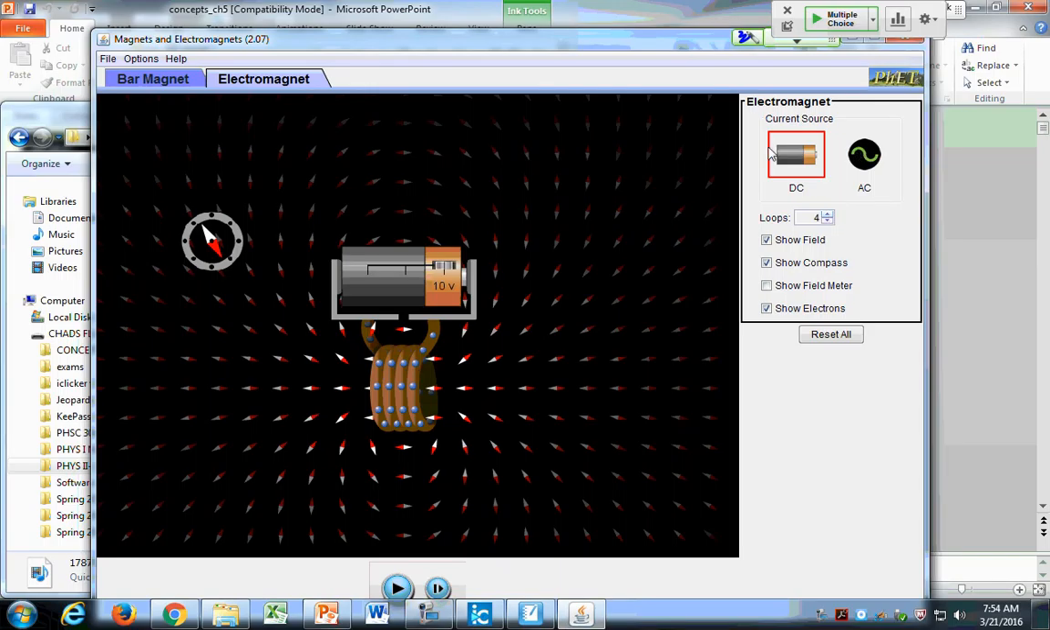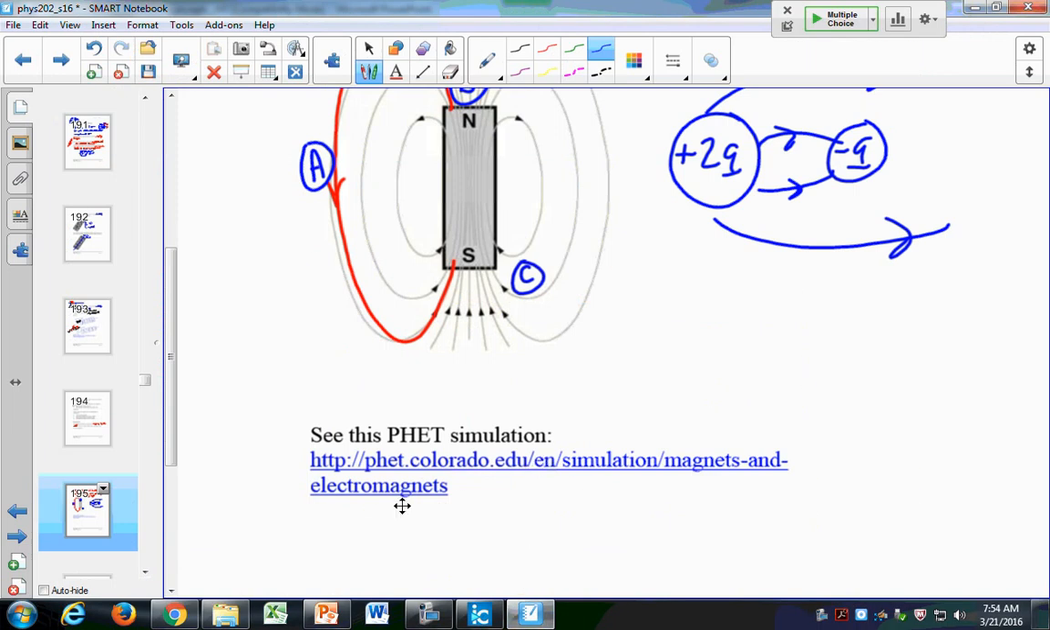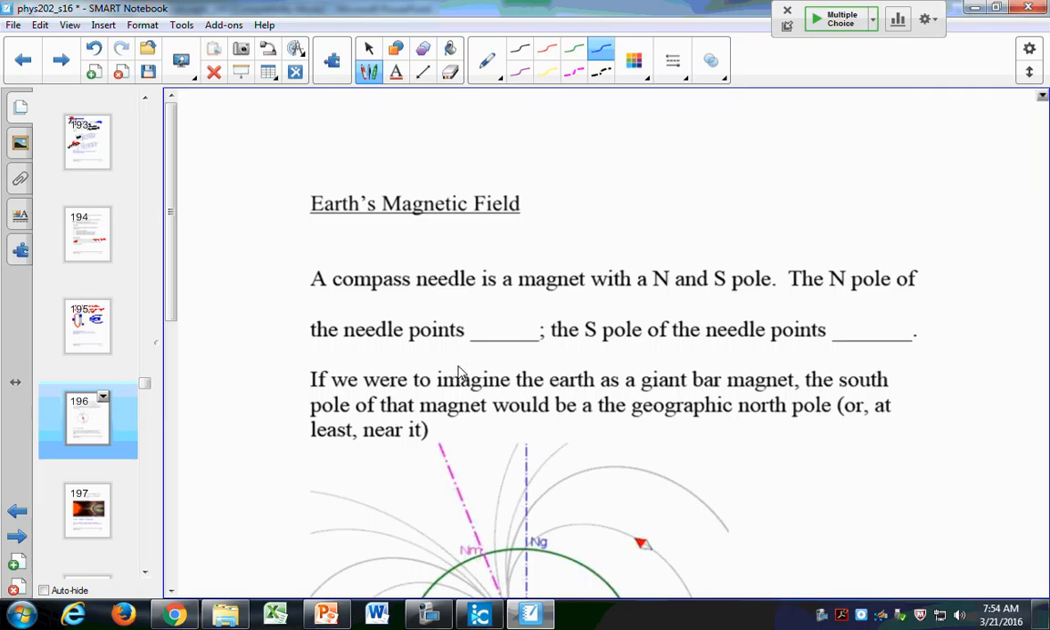Okay, I guess not. Anyway, we'll come back to this and how this works as a solenoid switch, and how when you change the number of loops in it, it changes the magnetic field. And we'll look at how a solenoid switch works later. Let's look at the Earth's magnetic field.